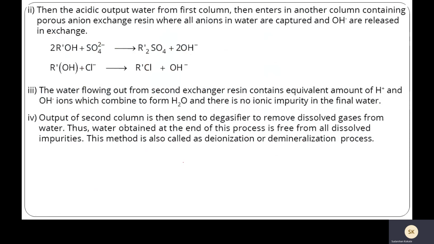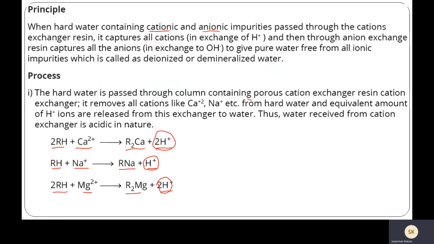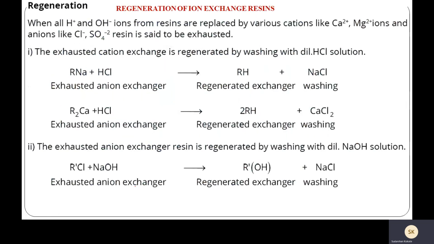Then the water is again passed into the anion exchanger chamber, which is filled with R'(OH)2 plus SO4. It forms R'SO4 plus 2OH-, and it can also form R'Cl2 plus 2OH-, right? So here the replaceable ion is OH-, but due to continuous washing it gets exhausted. Which exhausted species are formed? R'SO4, R'Cl2, and in the previous case R2Ca, RNa and R2Mg. These are the exhausted species formed.